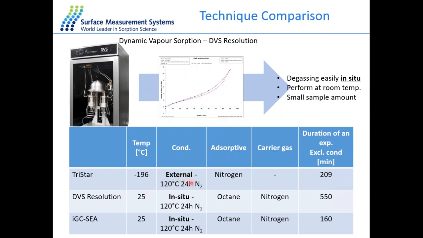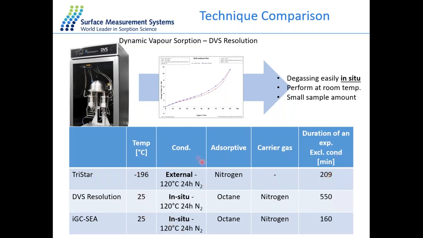So we used identical outgassing conditions. As I mentioned, this is critical when you want to compare results, to make sure that all platforms or instrumentations use the same outgassing conditions. The BET surface area by the TriStar was done at liquid nitrogen temperatures. The DVS Resolution and the IGC were done at 25 degrees C.